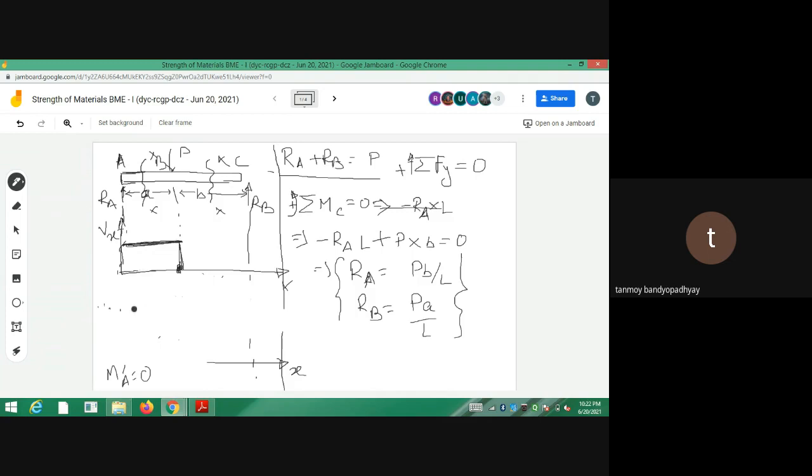So এইটা ছিল, so from the point B actually it becomes what? It becomes minus PAB by L, minus PA by L actually. So now this one is the final SF diagram. So you can hatch it also, I'm not hatching it.